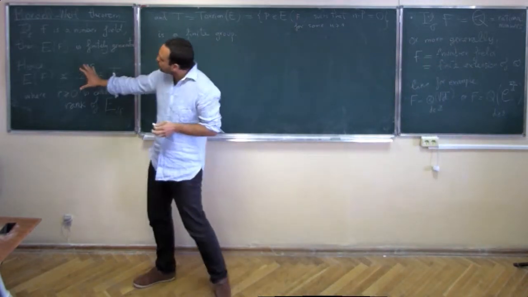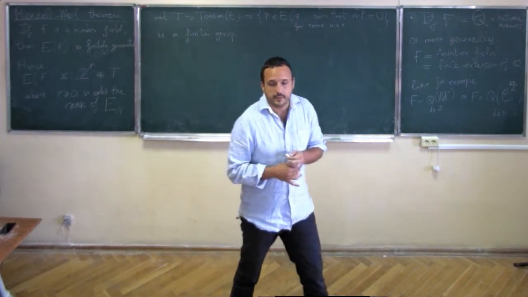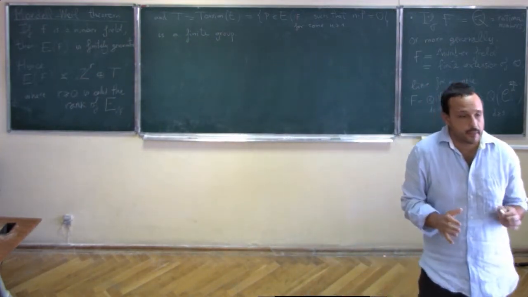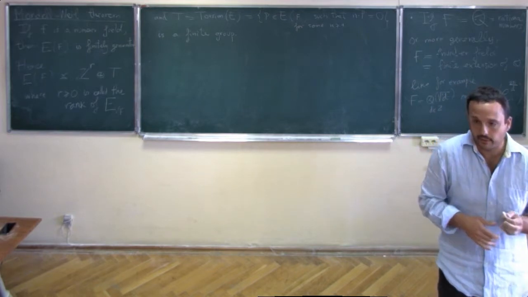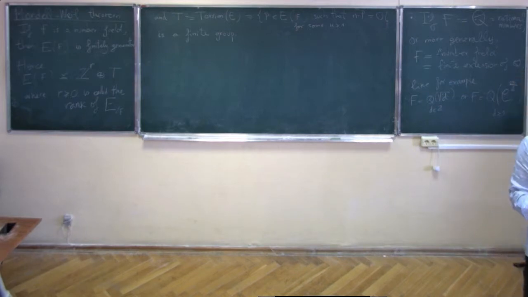If I look now at the Q rational points of an elliptic curve over Q or a number field, then this theorem is claiming that there are only finitely many torsion points. Or in other words, for n large enough, the n torsion is trivial.